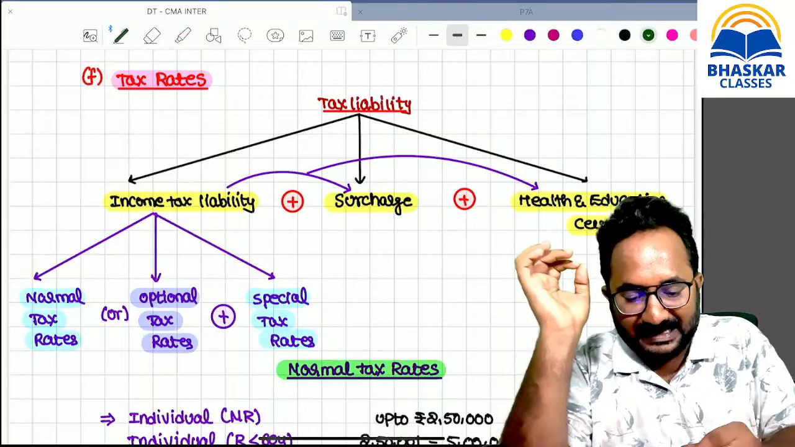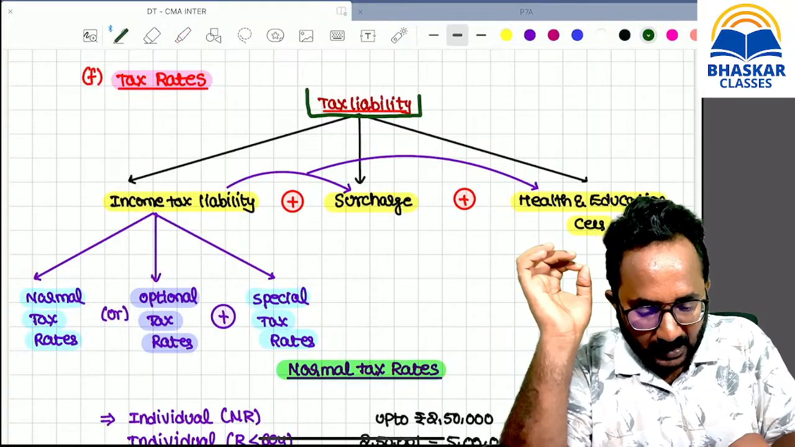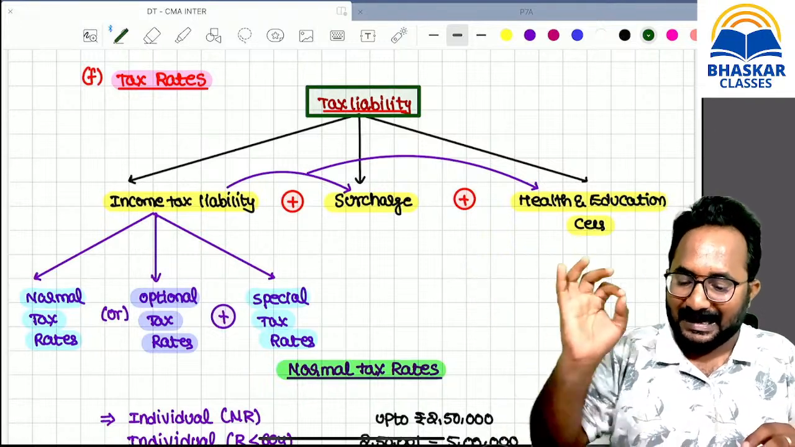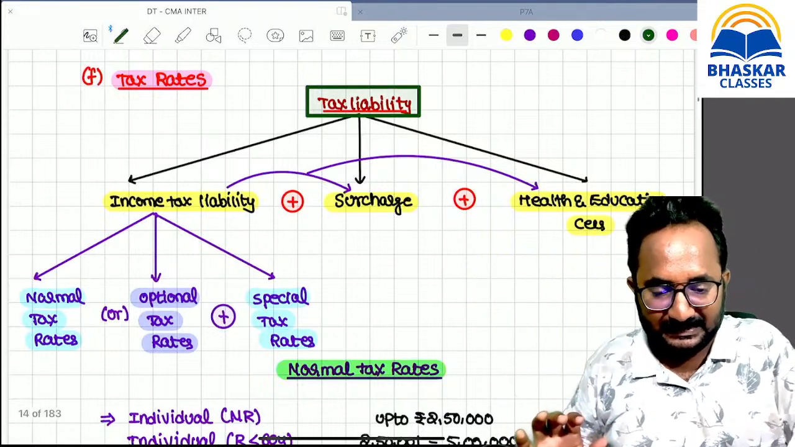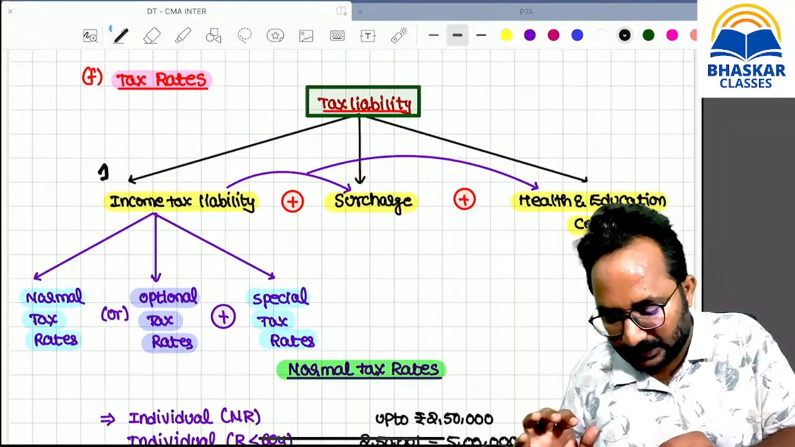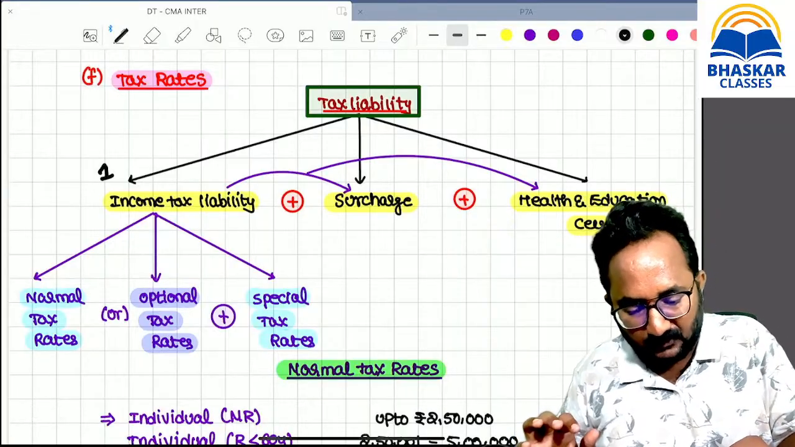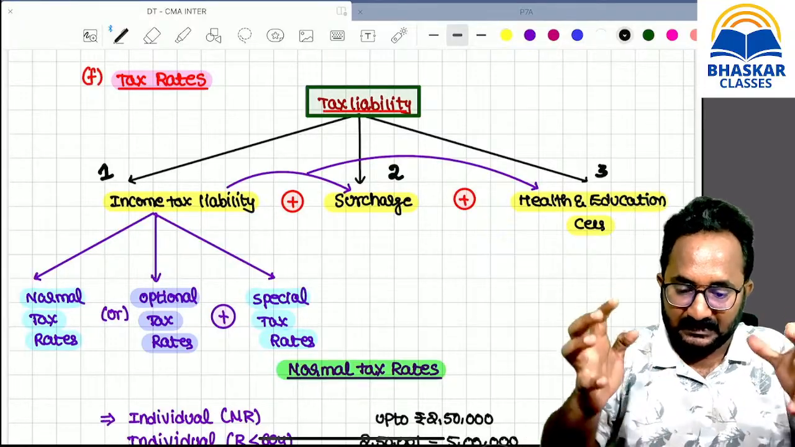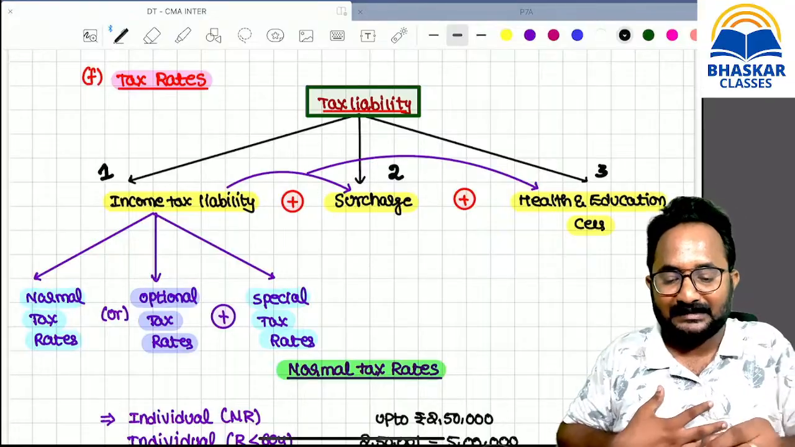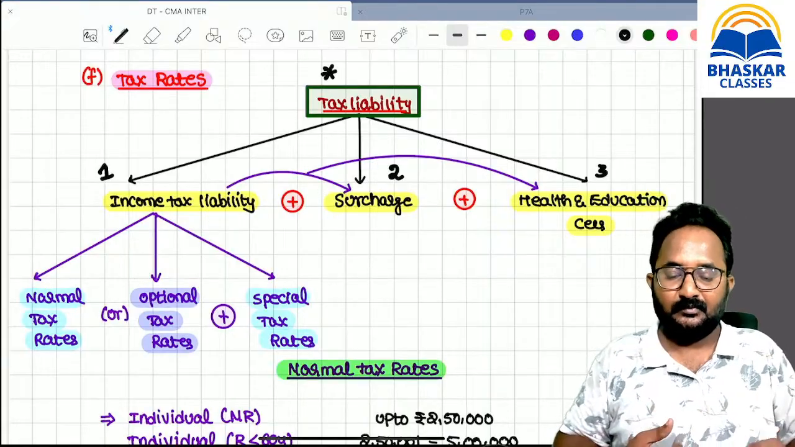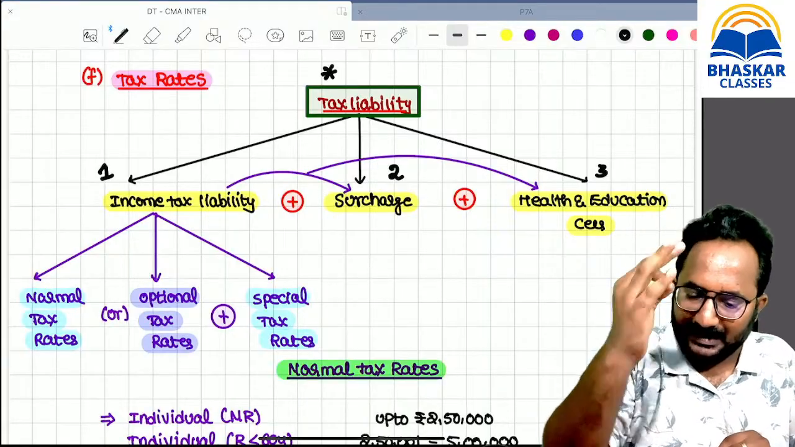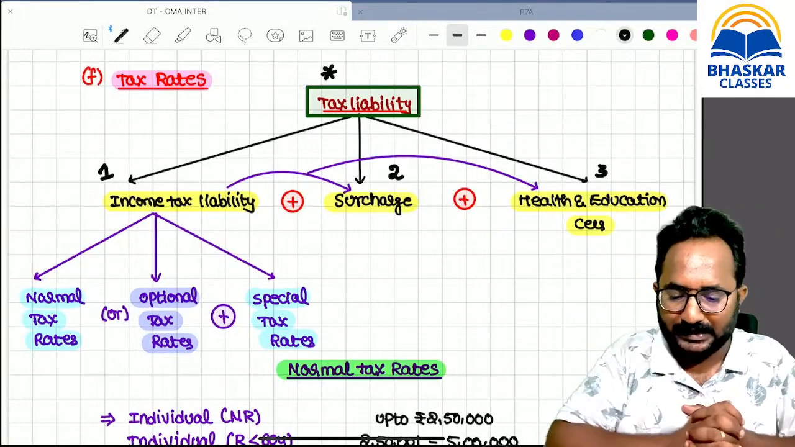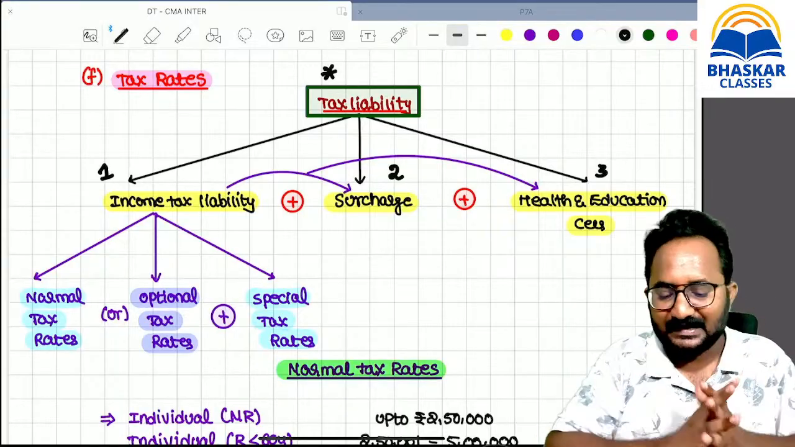How can I calculate the tax liability under the Income Tax Act 1961? To calculate the tax liability, first we have to calculate income tax liability. Second, we have to calculate surcharge. Third, we have to calculate health and education cess. All together we call it the tax liability. What are the three things? Income tax liability, surcharge, and health and education cess. All together we call it the tax liability.